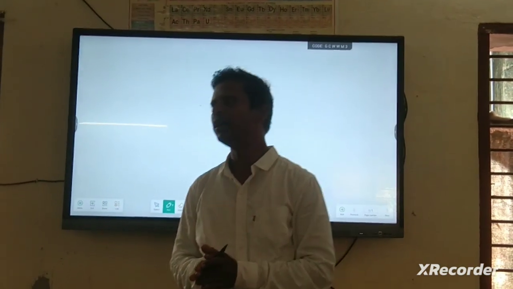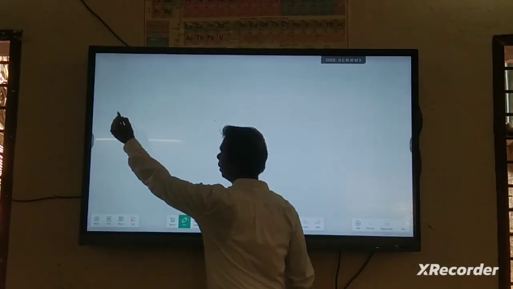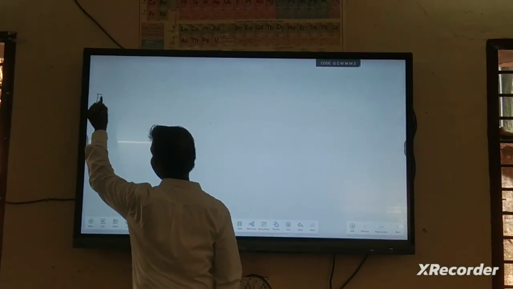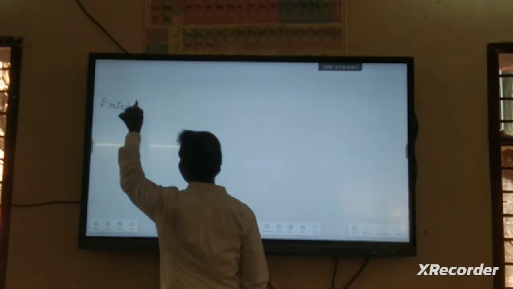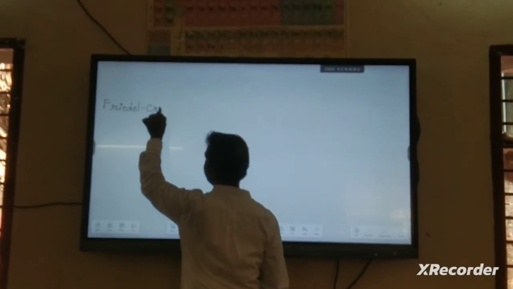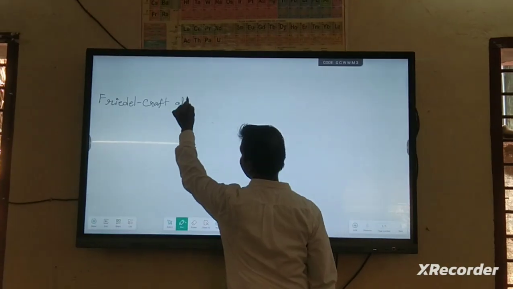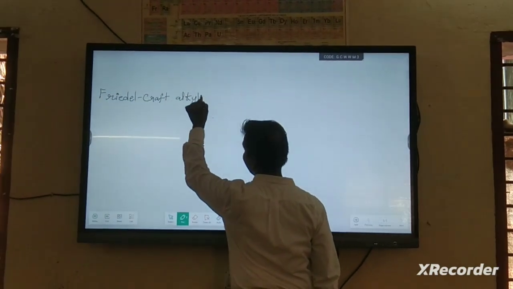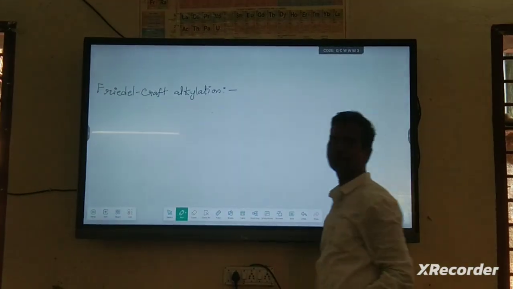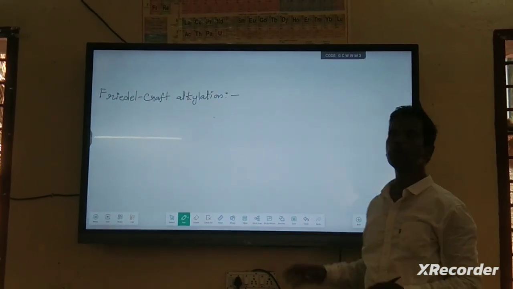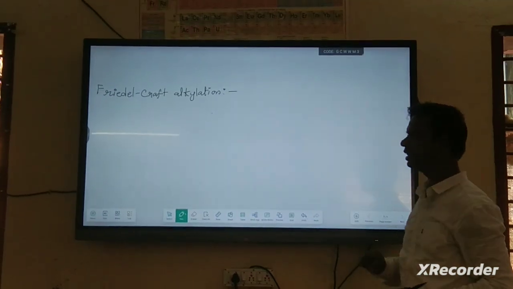Alkylation and Friedel-Crafts acylation. So first, Friedel-Crafts alkylation. In this reaction, Friedel-Crafts alkylation, we are going to do the substitution of an alkyl group on the benzene ring.